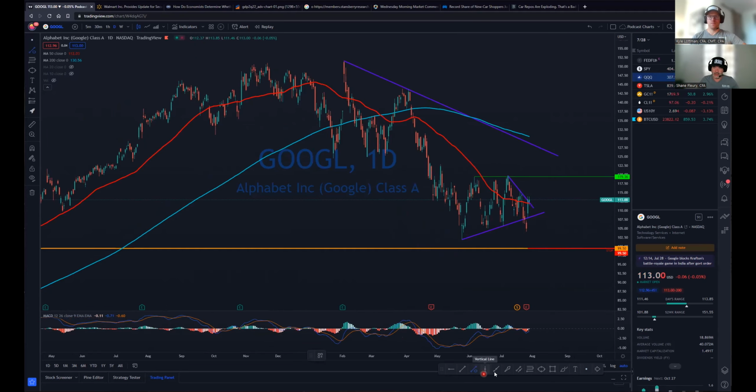Google's still a good company. It's still relatively cheap compared to a lot of other mega cap, big tech companies. And if you bought here, there's still 15% of upside just to the 200-day moving average. And to get back to the all-time high up around 150 on a split-adjusted basis, there's still 34% of upside. So you can buy Google here and expect 34% if the bear market's over and Google's going to rally back to its all-time high.